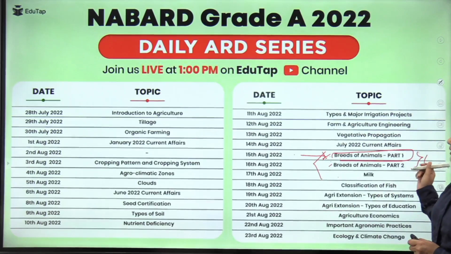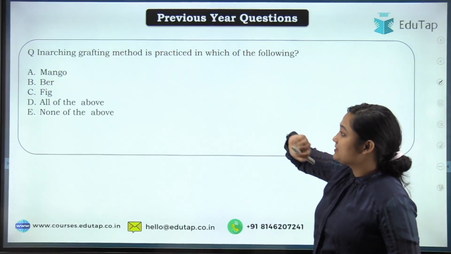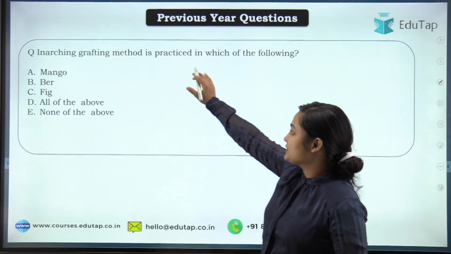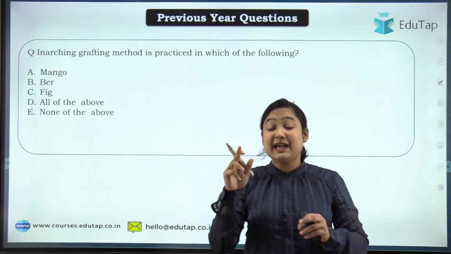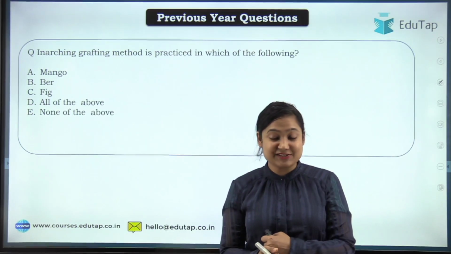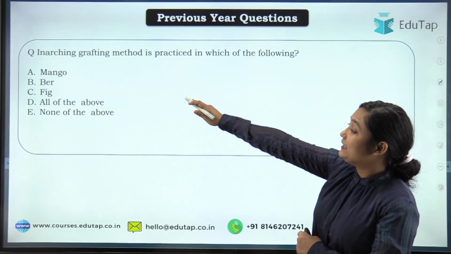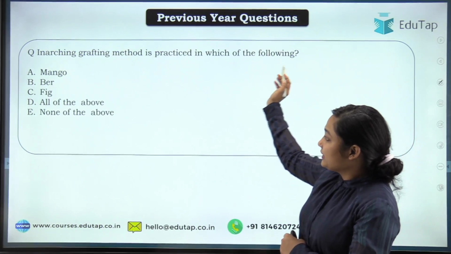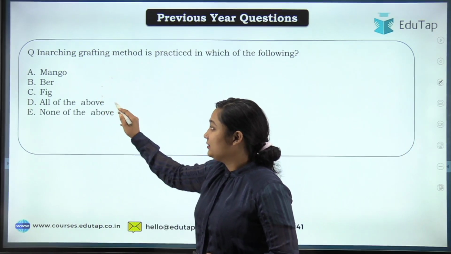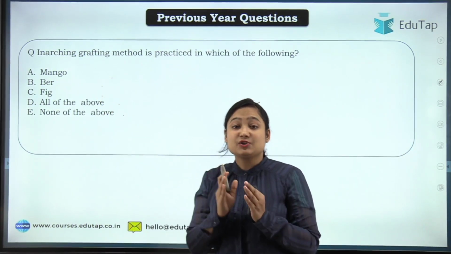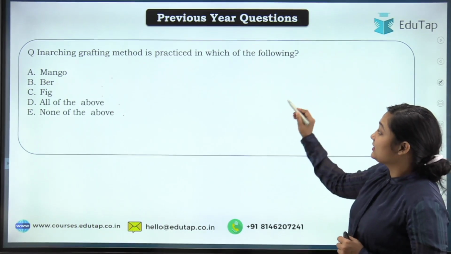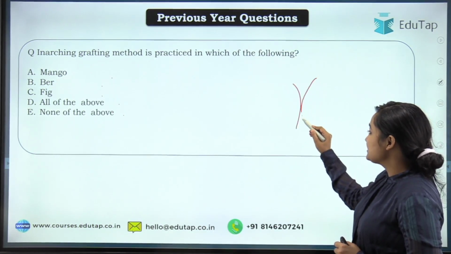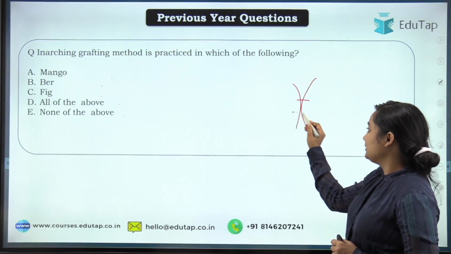Going to the first question, that is a previous year question. That is a homework question, and that was also a previous year question, given to you in the last lecture. The question was, in-arching grafting method is practiced in which of the following? Your options are mango, bear, fig, all of the above or none of the above. Those of you who don't remember in-arching grafting, it is when the plant is still attached and you arch them and you join them.